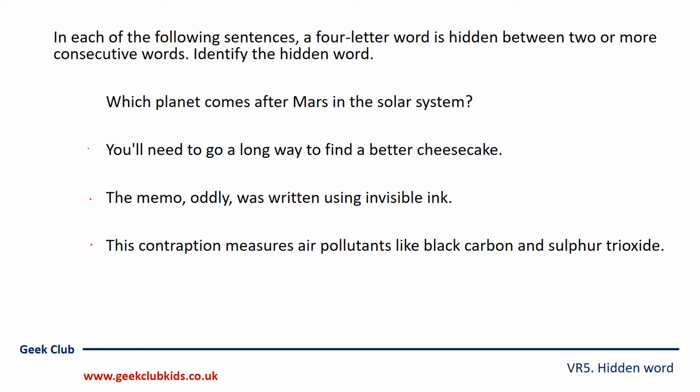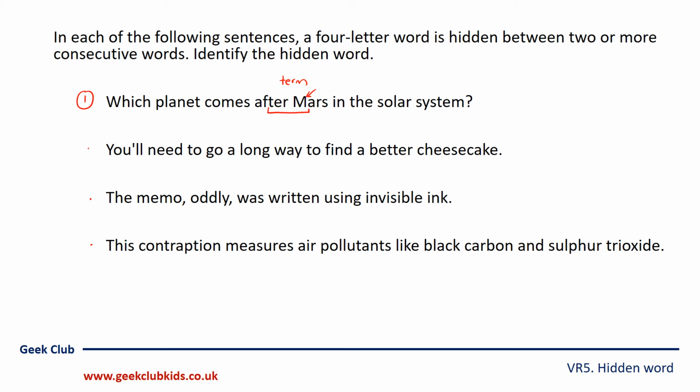Let's try the first one. Which planet comes after Mars in the solar system? Remember, we don't need to actually answer that question, but let's have a look to see if we can find the hidden word. You might have found that the hidden word here was term, T-E-R-M. Some people get put off when they see a capital letter in a word in the middle of the sentence. It doesn't matter if there are capital letters. For this type of question, it still counts as a legitimate letter that you can use in an answer. So term is the answer for question 1.